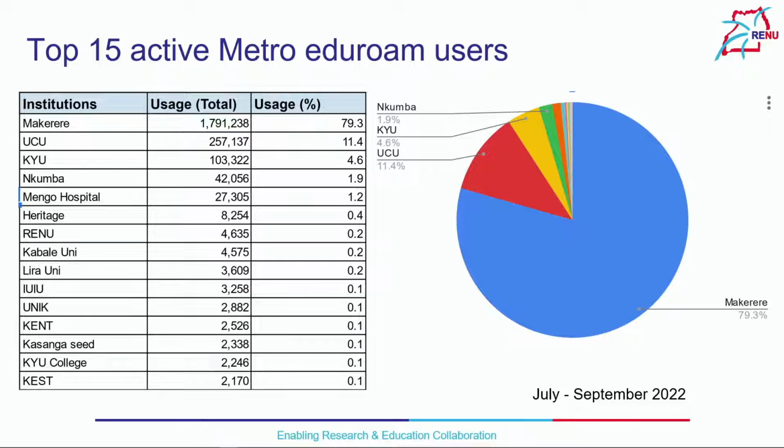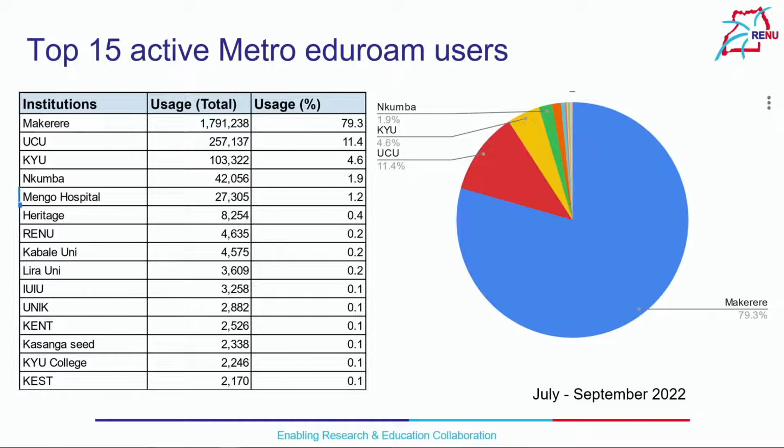So here we have the top Metro Eduroam users. So we really see that students and researchers, as well as the staff, are really enjoying this service. So we see MUK being on top with over 1,791,000 plus user logins. So all this just shows the total of logins from each institution.